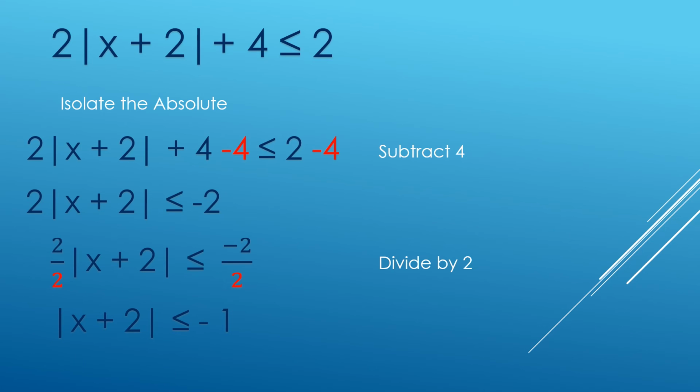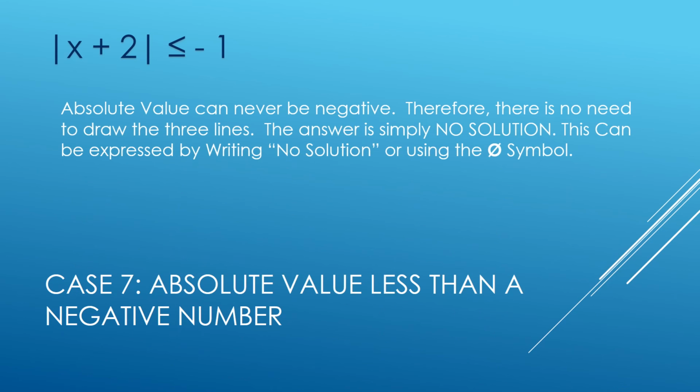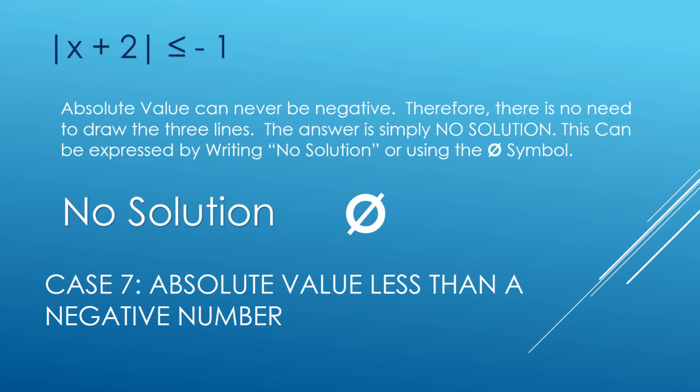And when we do that, we get the absolute value of x plus 2 less than or equal to negative 1. Okay, well this is case 7, the absolute value less than a negative number. Now, the absolute value can never be negative, therefore, there's no need to draw the 3 lines. The answer is simply no solution. This can be expressed by writing no solution or using the null set symbol.